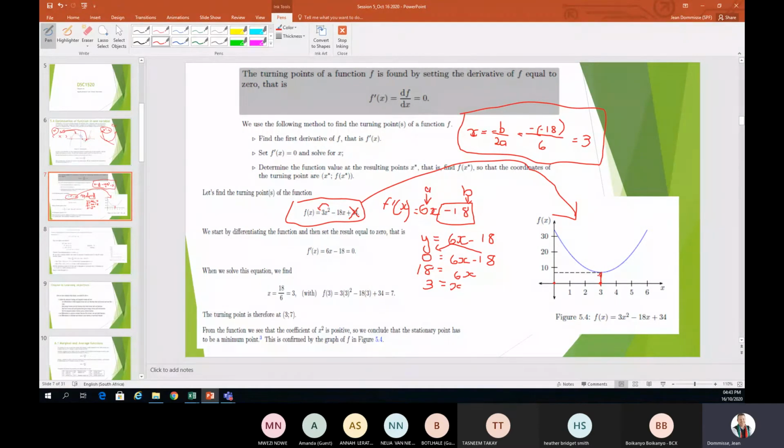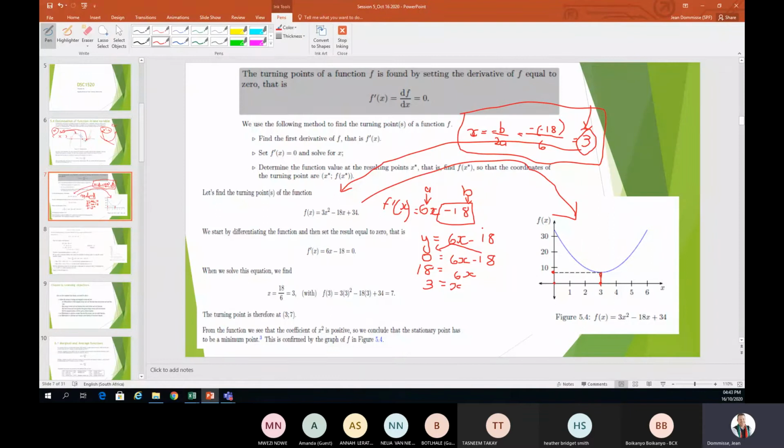Then how you need to then calculate what this y value is, is to put that 3 back into the original formula. You can't put it back into this formula because then it will just be 0. So it doesn't solve the answer you're looking for. You need to put that 3 back into the original formula. So if I ask you to calculate what is the turning point values, the x you can calculate with this method. You could have calculated it with that method.